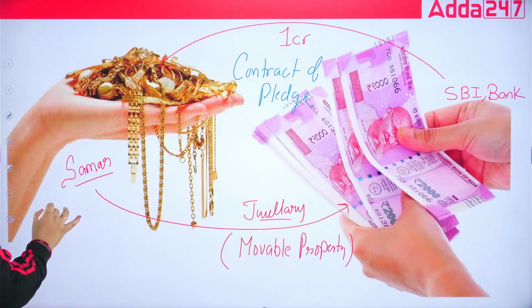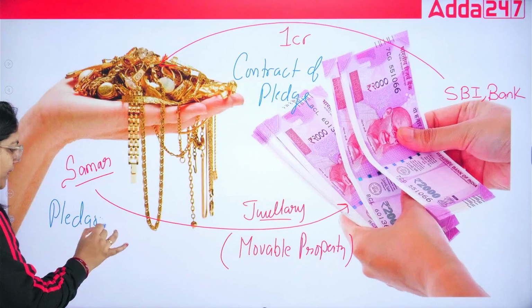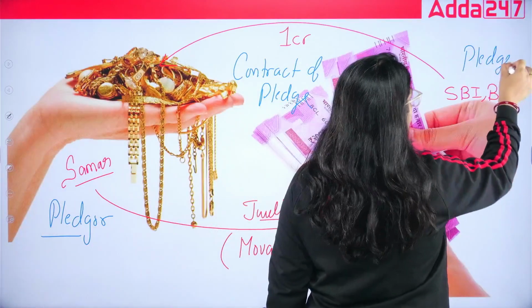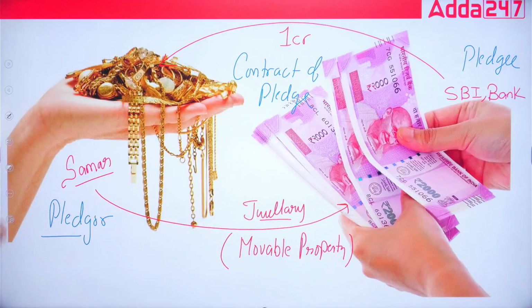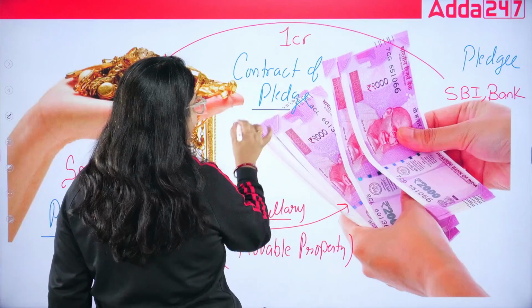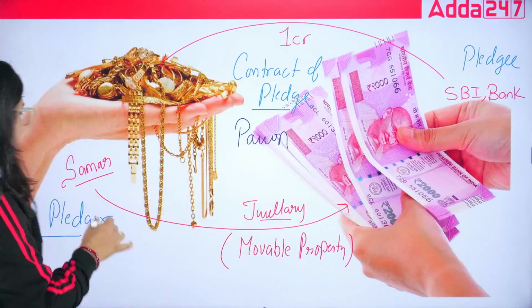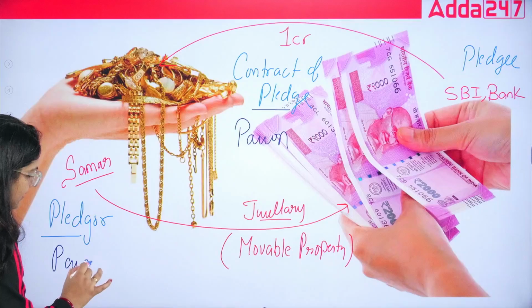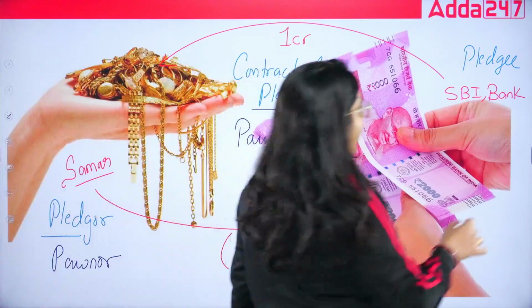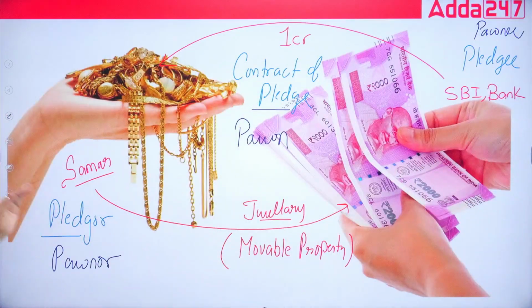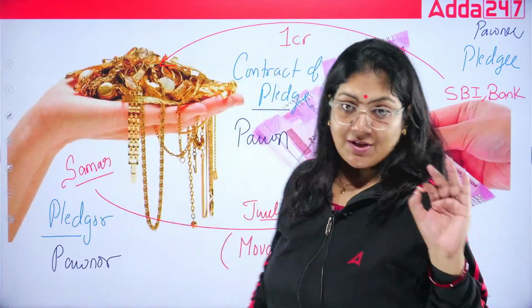In this case, Summer is called the pledger, and the bank will be called the pledgee, class. Pledger and pledgee, so there are two parties. This contract of pledge is also known as PAWN. The pledger is also called the pawner, and the pledgee is also called the pawnee. This is very important. So you have to remember that we are giving movable property as security in a pledge.